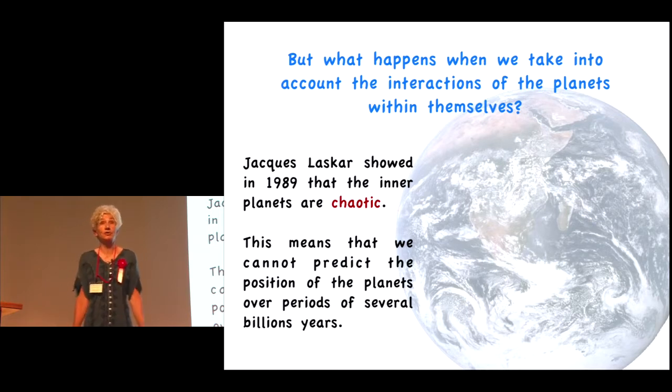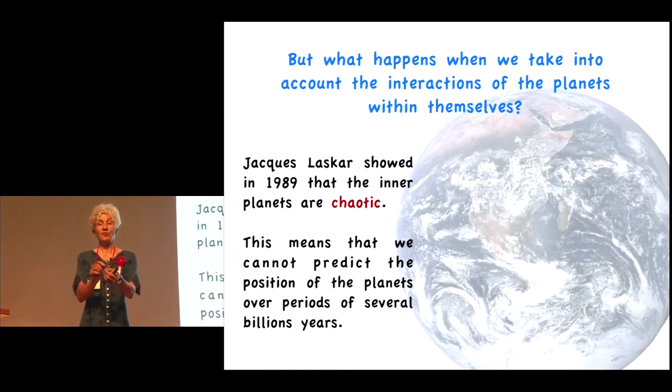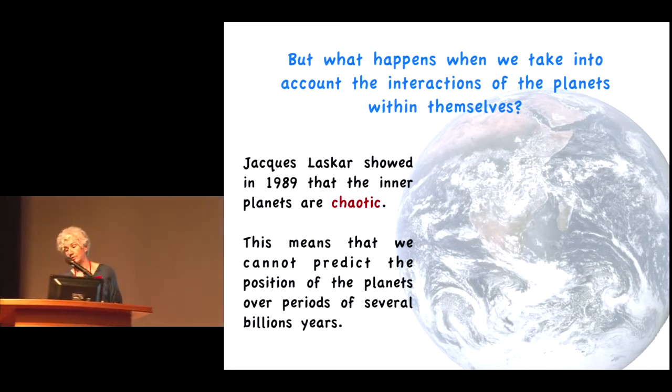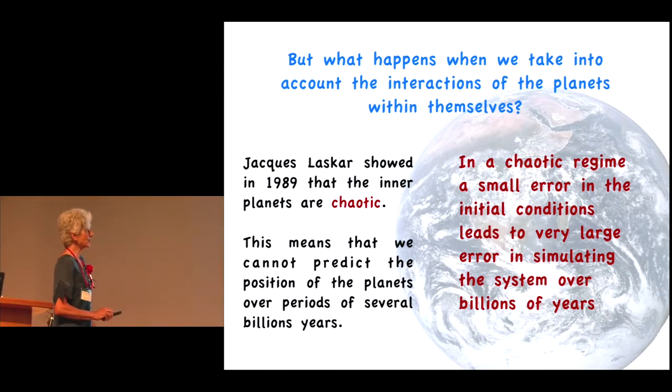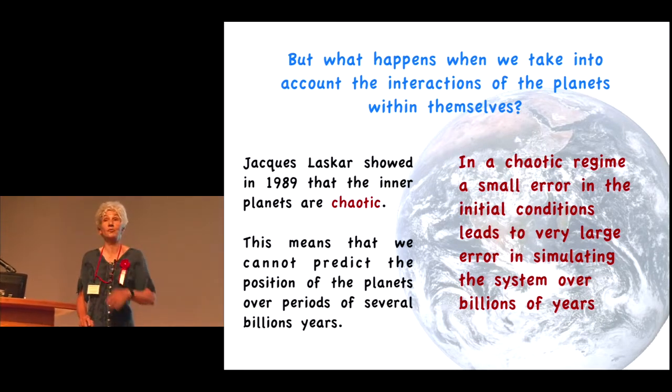It is a very disordered movement, and if you make small errors, then they accumulate and you lose control of your predictions. So in a chaotic region, a small error in the simulation leads to a very large error in simulating the system over billions of years.